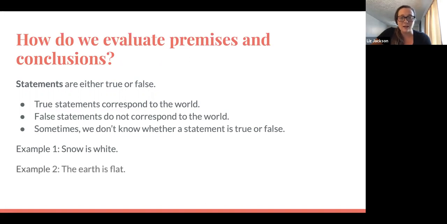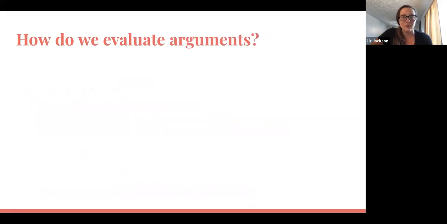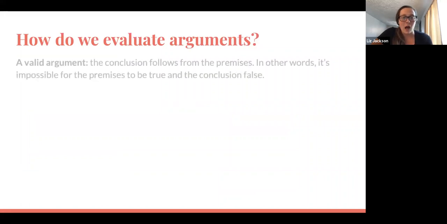The earth is flat is a false statement that doesn't correspond to the world, so it's false. And Biden will win the 2020 US presidential election. That's either true or false, but we don't know whether it's true or false, right? So we evaluate premises and conclusions as either true or false. Arguments are different. Remember, an argument is all the premises and conclusion together. So we evaluate arguments in 2 ways.